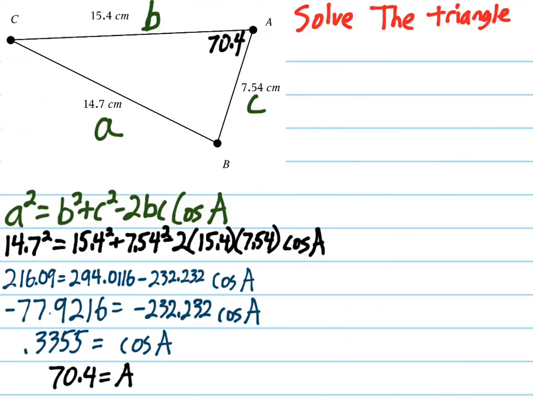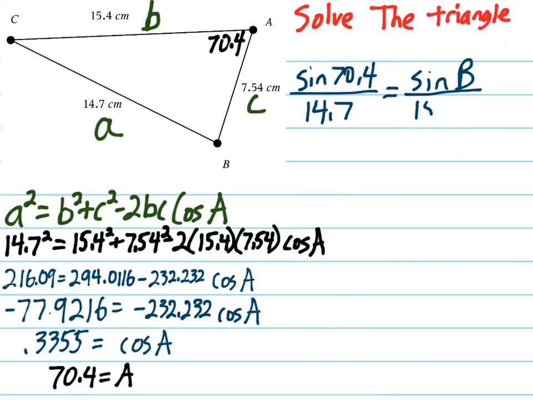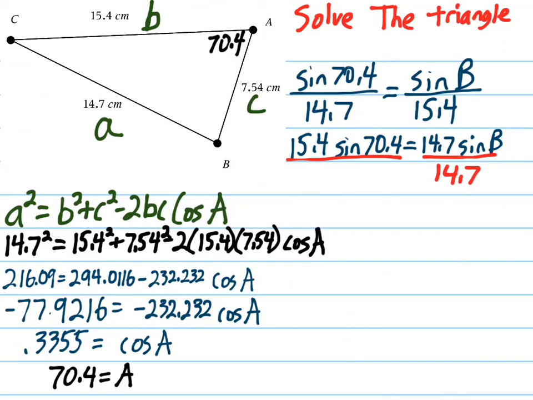Now I know big A and little a, so I know a side and its opposite. That opens up law of sines for me. So using that ratio, let's go solve for angle B. So I can set up the proportion sine 70.4 over 14.7 equals sine big B over 15.4. I'm going to cross multiply. 15.4 sine 70.4 equals 14.7 sine B. Go ahead and clean up and divide by that 14.7 to get sine B isolated.